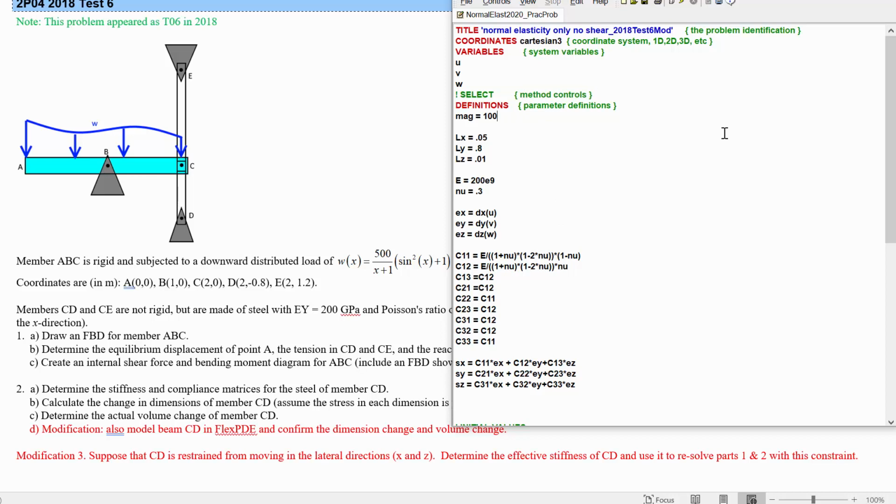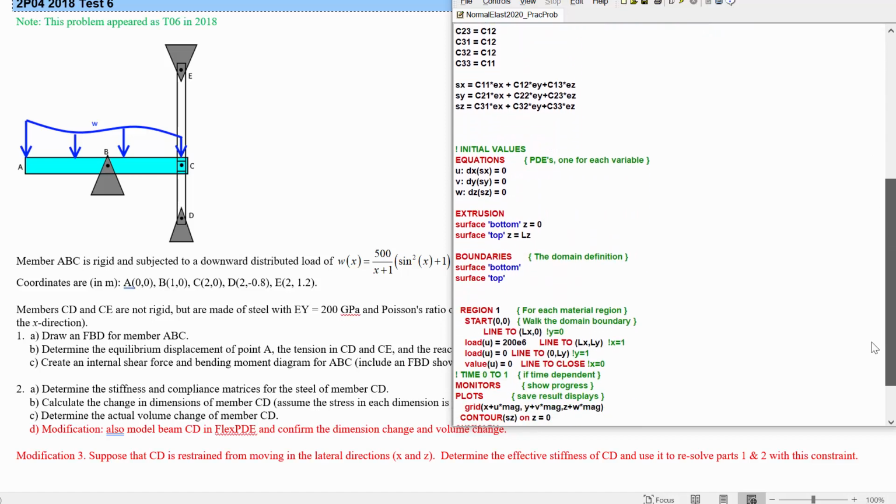Okay. And what are we going to do? We're going to put in the dimensions that we want. So I've gone and written those in already. 5 across in X, 80 centimeters in Y, and only 1 centimeter in Z. Quite a lot of aspect ratio, so we might have trouble doing this in FlexPDE, but let's give it a shot. We've got a Poisson's ratio of 0.4. E is 200 E9. And I think that is it.